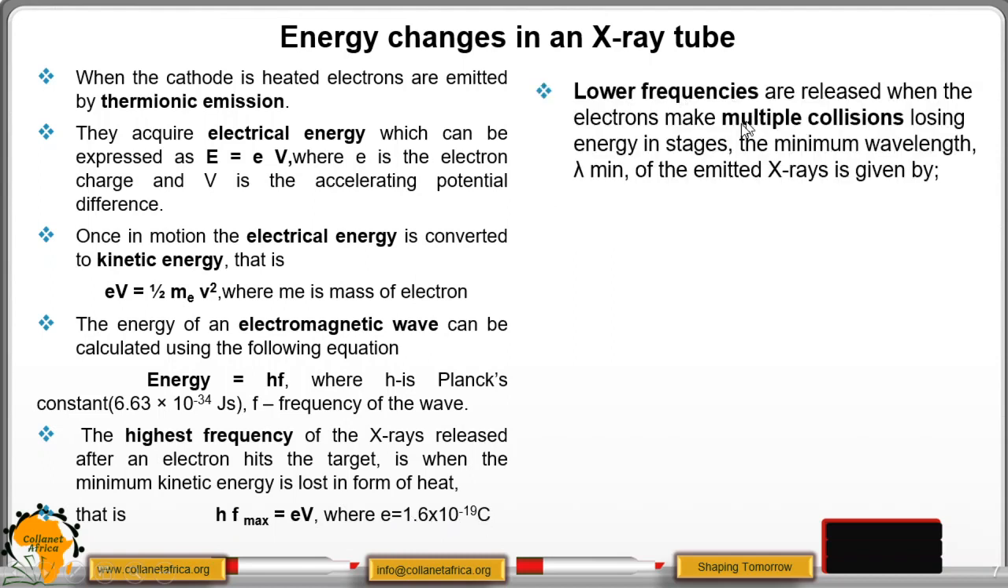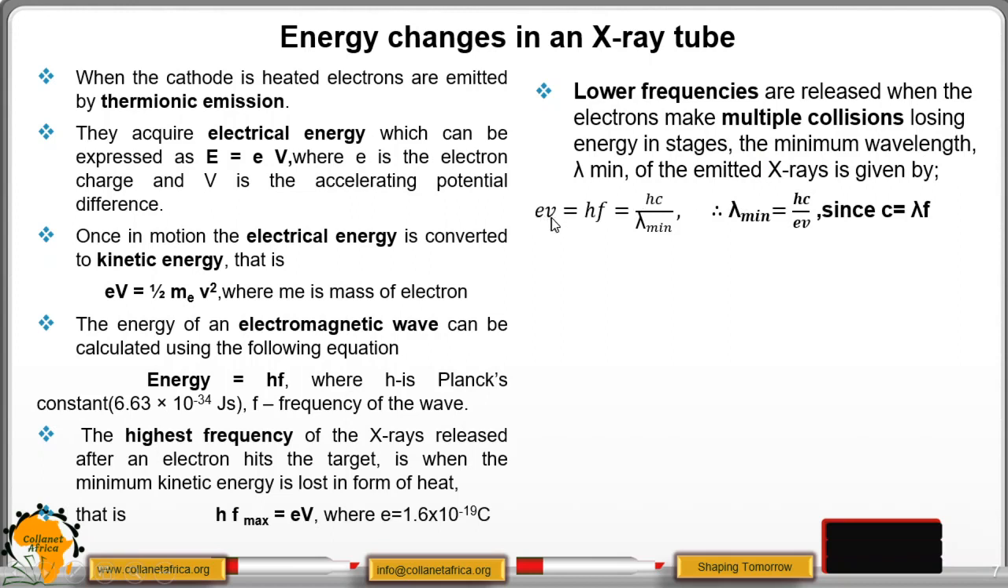Then the lowest frequency is released when the electrons make multiple collisions, losing energy in stages. Remember, we have said that the tube must be highly evacuated, but sometimes you may find that there are particles that were left. Therefore, if the electrons keep on colliding with those particles, they will lose energy, and when they reach the target, they will have minimum kinetic energy, and therefore you will get X-rays of lower frequencies.